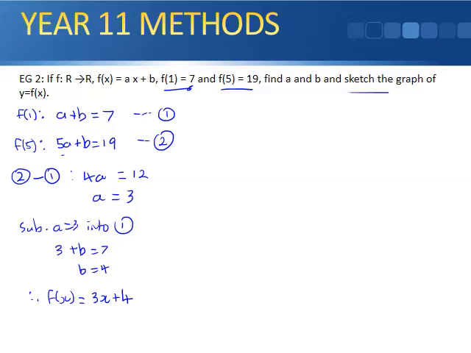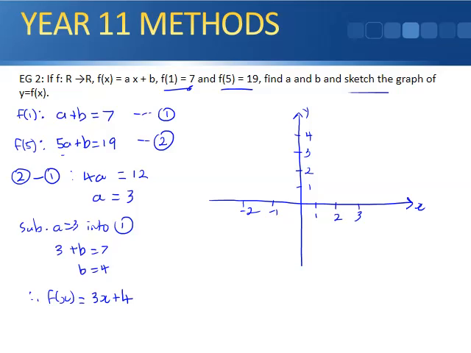Now we're asked to sketch that, so make sure that you read the question fully. So here we go, x there, y there. I'll just put some units in here. 1, 2, 3, -1, -2, 1, 2, 3, 4, -1, -2.